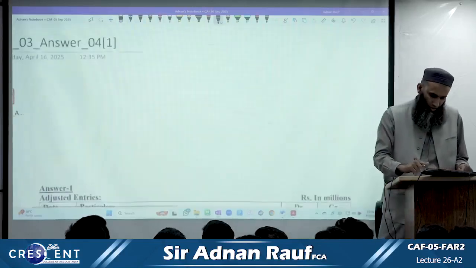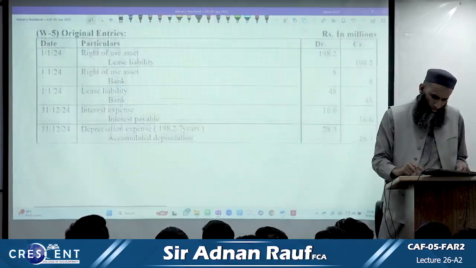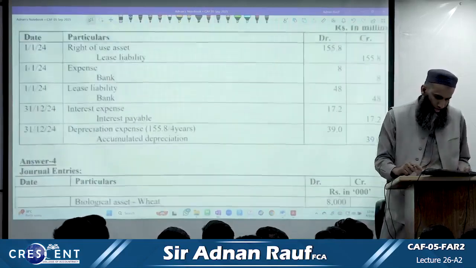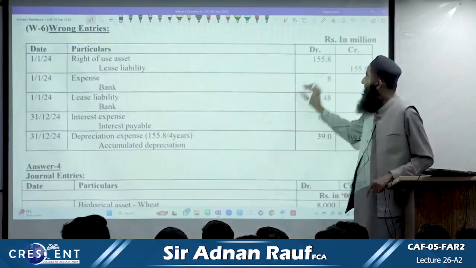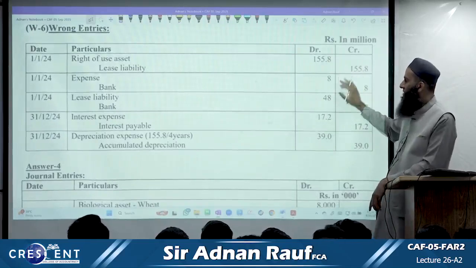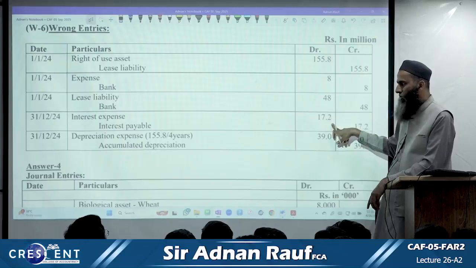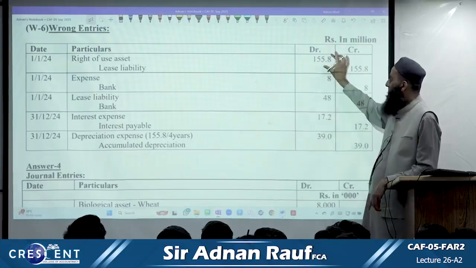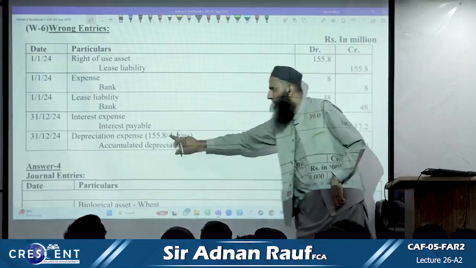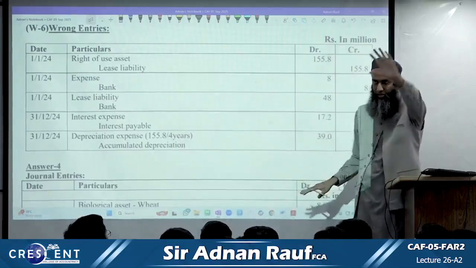This question will be your homework for today as well. This question came in the latest trend in CAF. Okay, what did we do now? We tried wrong entries. ROU debit, lease liability credit. I will tell you the second entry now. Lease liability debit, bank credit. And interest as per that wrong table, and depreciation also 155.8 divided by 4. How many people did the same thing? 100%. Well done, I really appreciate.